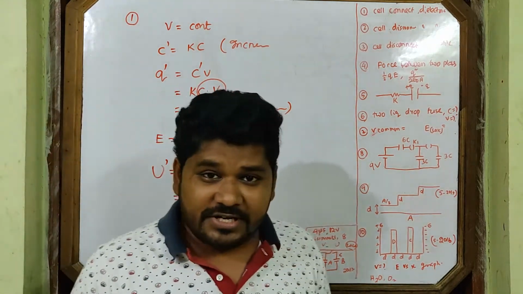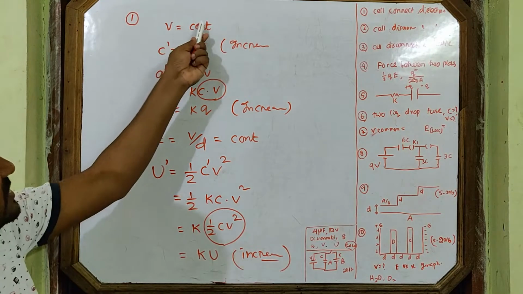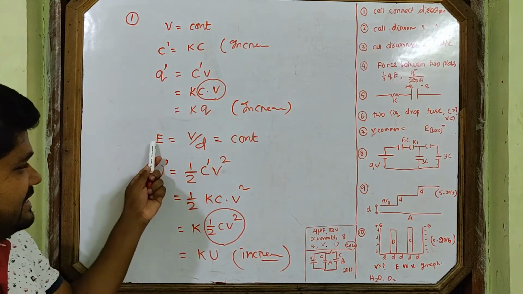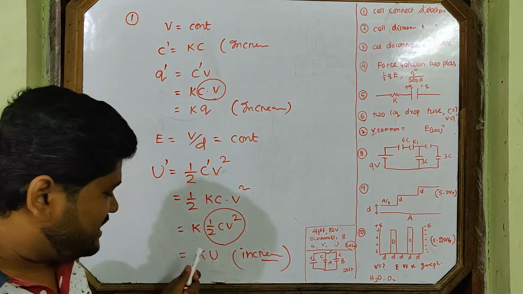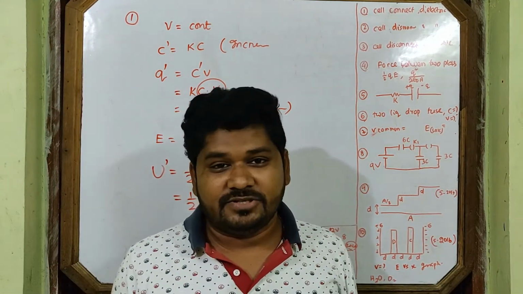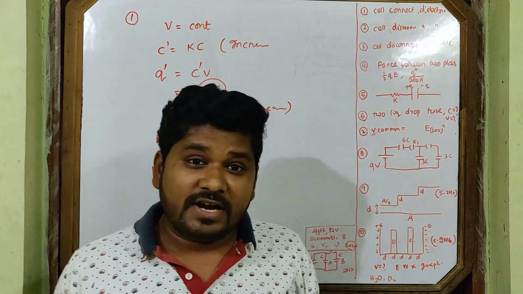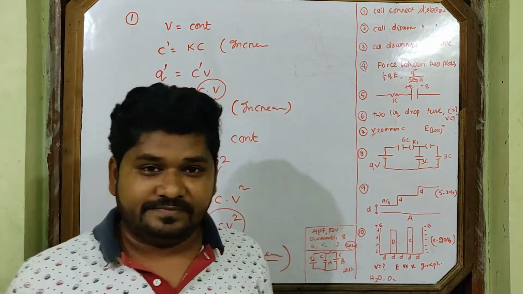I hope you understand this one now. Now you see what happened. V remains constant, capacitance increases, charge increases, electric field constant, potential energy also increases. How much? K times. This happens when the cell is connected and a dielectric of constant K is inserted.